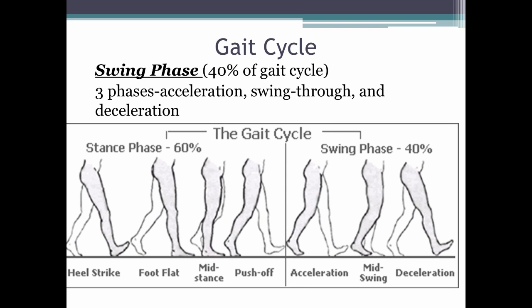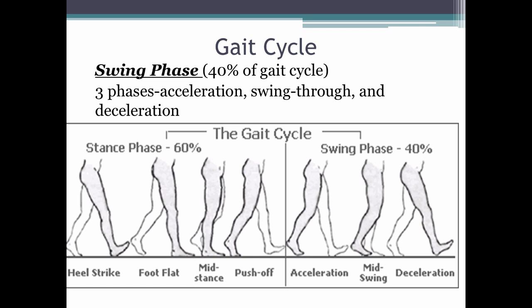So now let's talk about swing phase. So we move to the right side of the screen. The swing phase is the other 40% of the gait cycle, and this is where the foot has left the ground. So you can see there the acceleration phase where the toes are no longer touching. At push off, they're touching the ground. As soon as they leave the ground, you're now into the acceleration phase. And you see that the ankle is plantar flexed, but now it's mid swing.